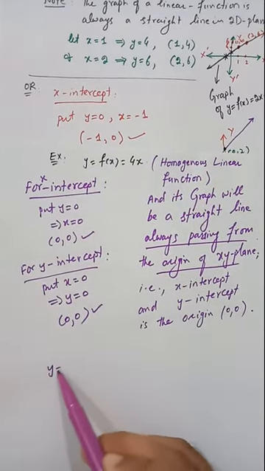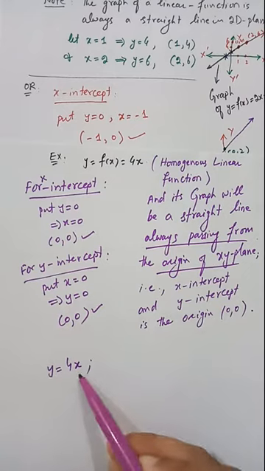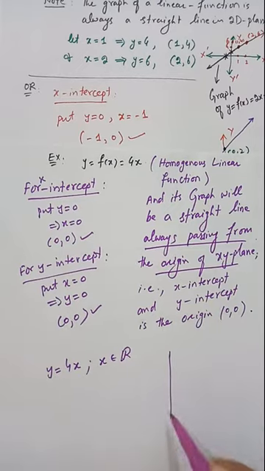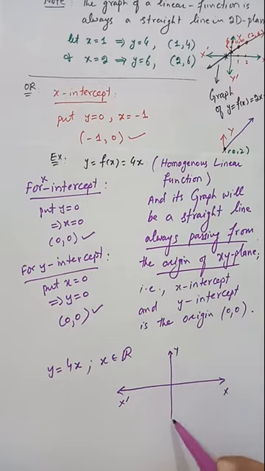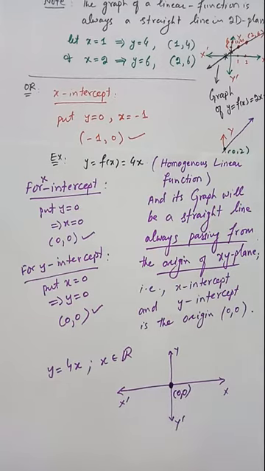Now y is equal to 4x is your given function. This is a linear function, so the domain is the set of real numbers. Here you just need one point, because you already know that (0, 0) is the point through which the straight line will always pass, because this is a homogeneous linear function. So if this is your x-axis and this is your y-axis, then for homogeneous linear functions (0, 0) will always be the point which lies on the graph.